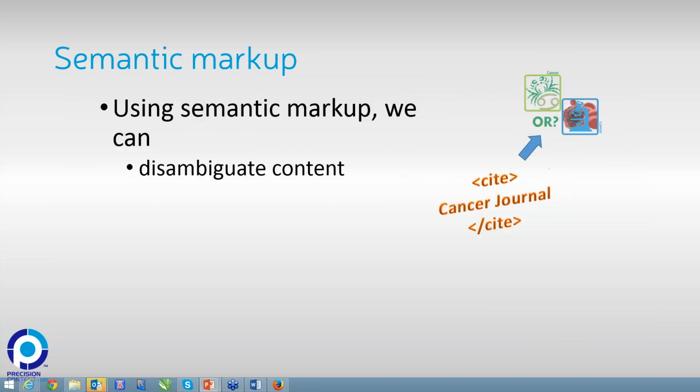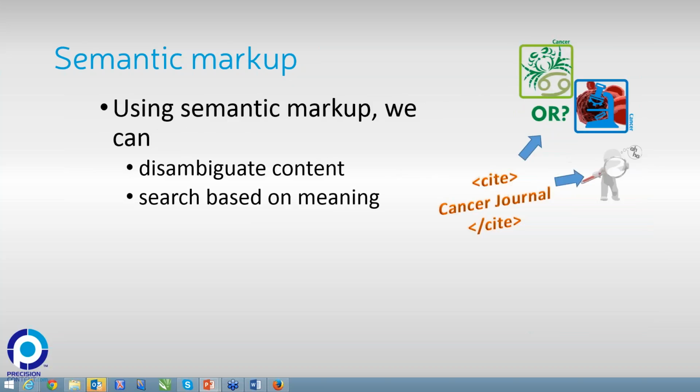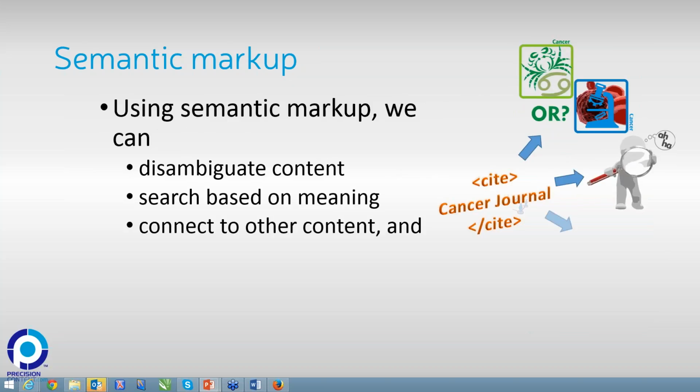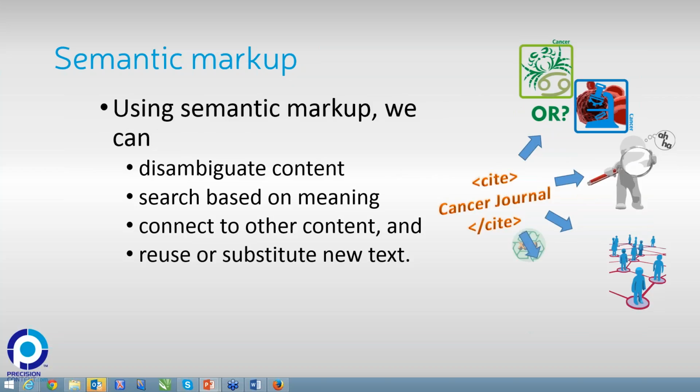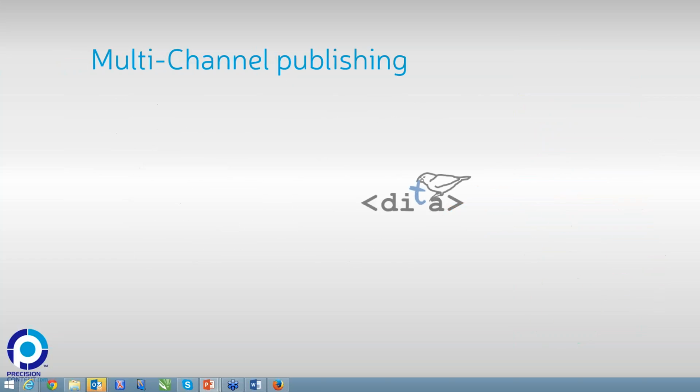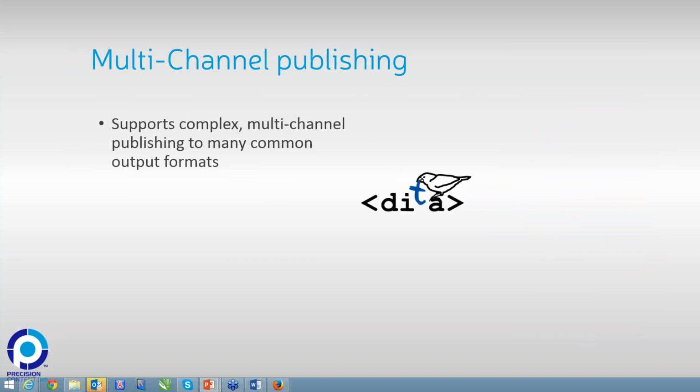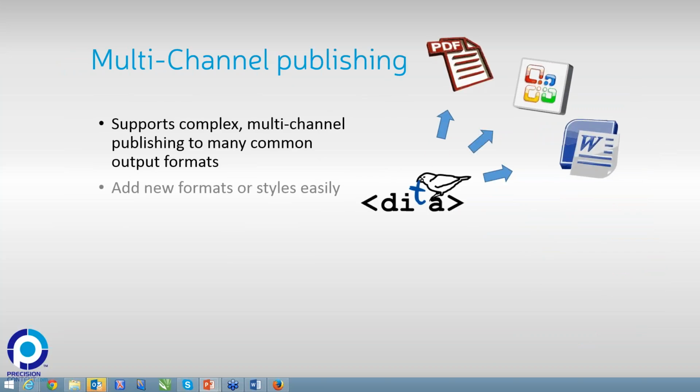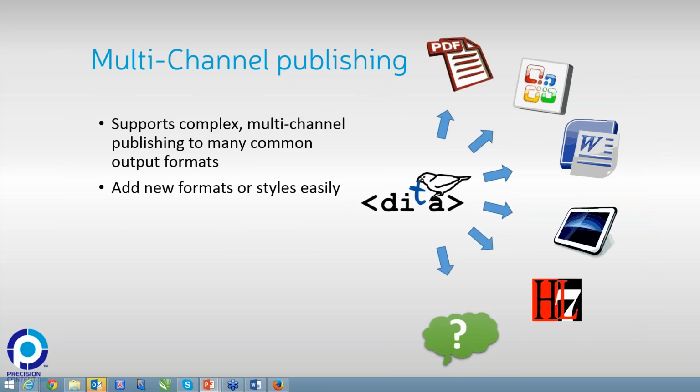So with semantic markup, we can easily disambiguate content, search based on meaning, connect to other content, and reuse or substitute new text. And with this semantic markup, of course, we also get the benefits of potentially multi-channel publishing, where we can take content and support all different types of output from this one source. So here we're talking about data XML specifically.